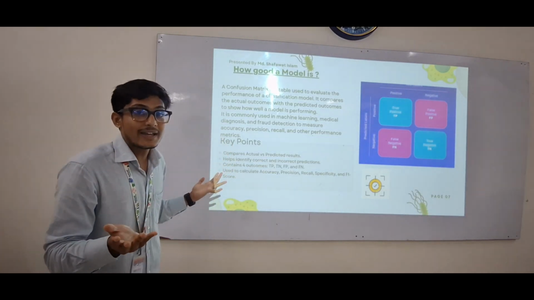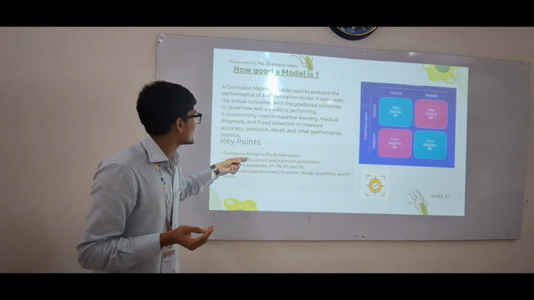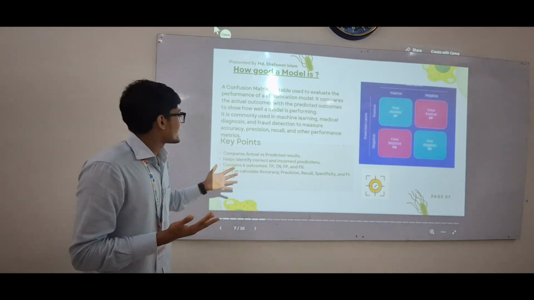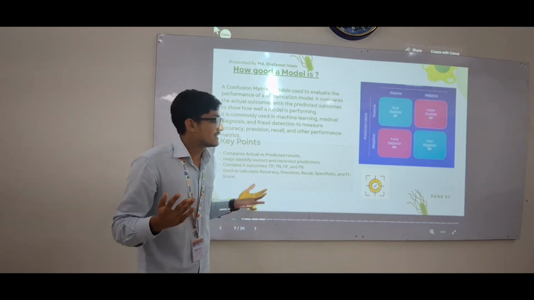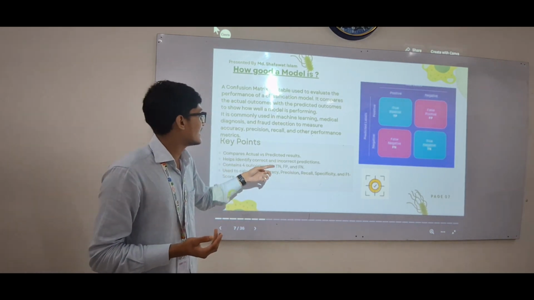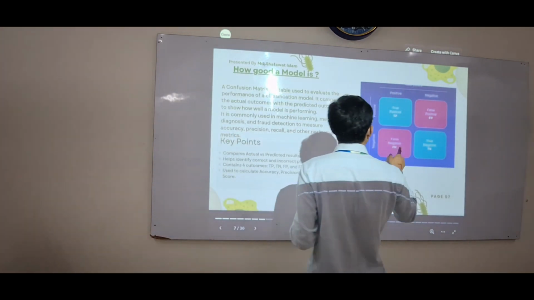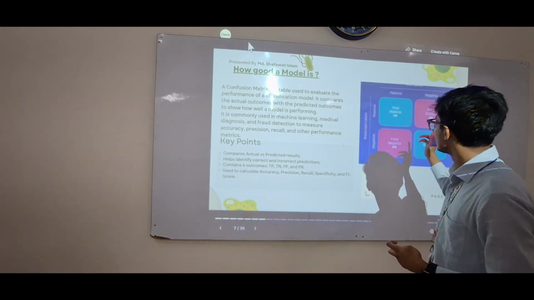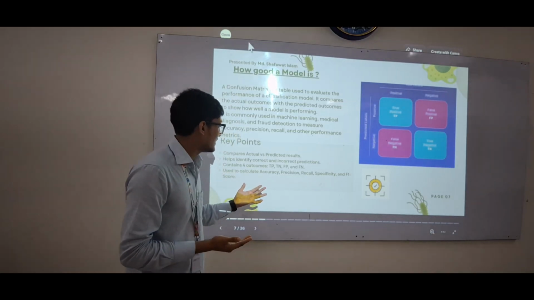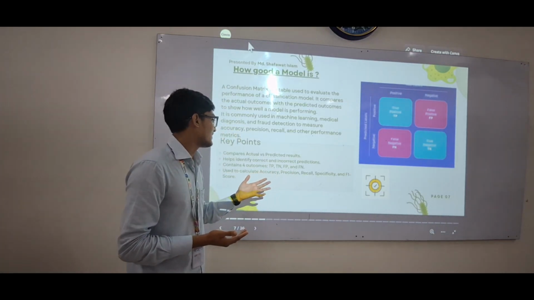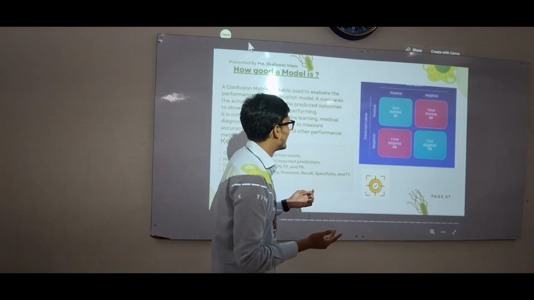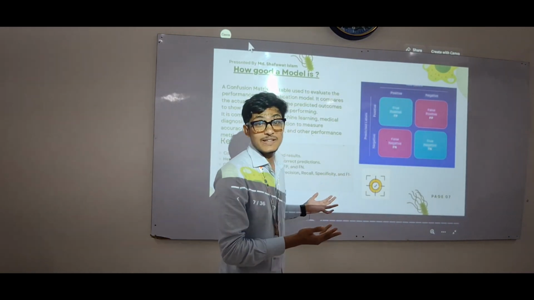How it works and why it's important. The first one is that it compares actual versus predicted results. Next, it helps identify correct and incorrect predictions. It contains four outcomes: TP, TN, FP, FN, that is true positive, true negative, false positive, false negative. And the last one is that it is used to calculate accuracy, precision, recall, specificity and F1 score. And this is a symbol that shows the accuracy and true positive.